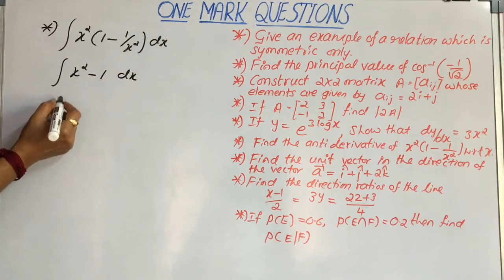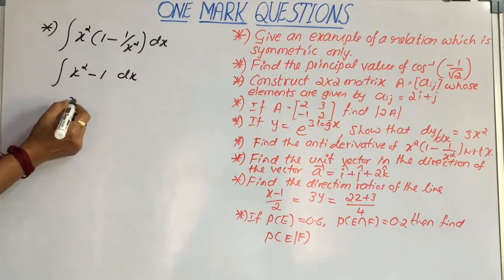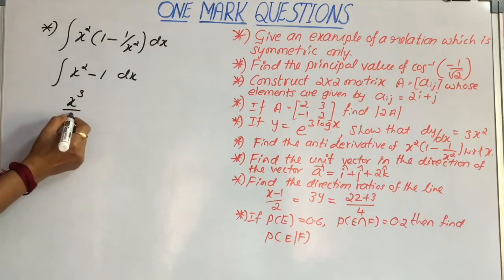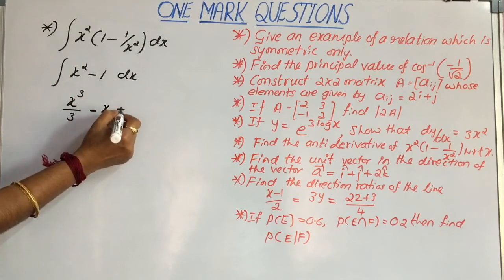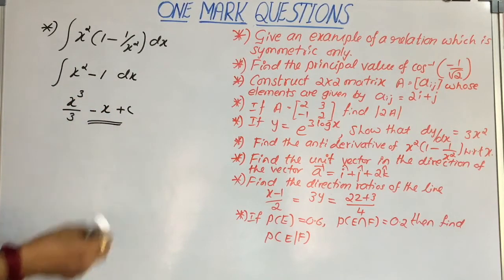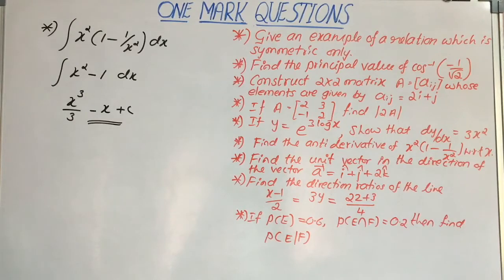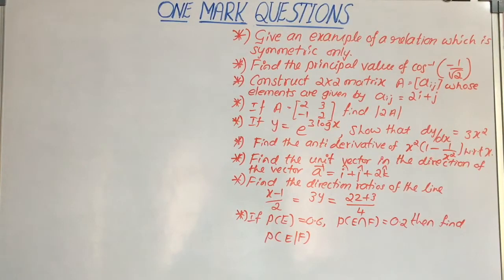If we integrate this, the integral of x square is x to the power 3 divided by 3, minus the integral of 1, which is x, plus c, that is the constant of integration. Now move on to the next question.